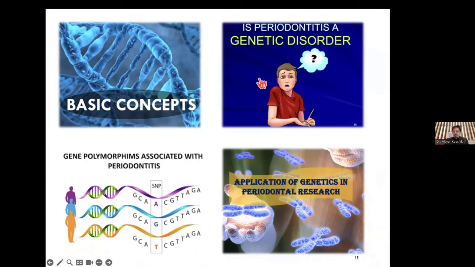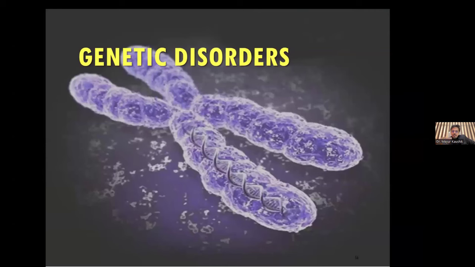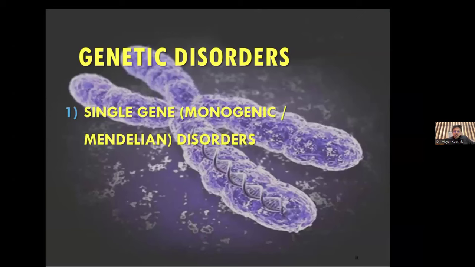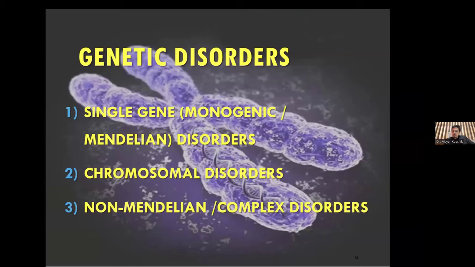So with this, we move on to the next part, that is, is periodontitis a genetic disorder? Now, this is the most important section of the discussion, because half of the time, we are actually not aware of the types of genetic disorders, 3 types of genetic disorders. Anybody asks us the types of genetic disorders, we straight away start saying autosomal dominant, autosomal recessive, etc. No, those are subtypes. So please understand, there are 3 types of genetic disorders: single gene or monogenic or Mendelian disorders. We don't follow Mendel's laws now. Chromosomal disorders, and we have non-Mendelian or complex disorders.